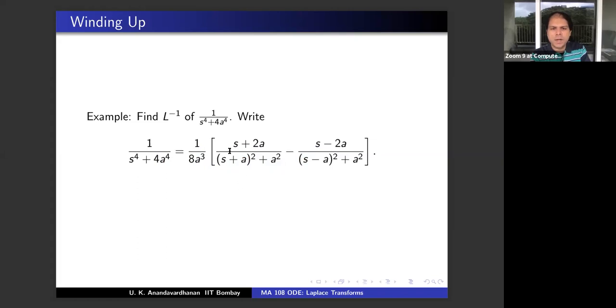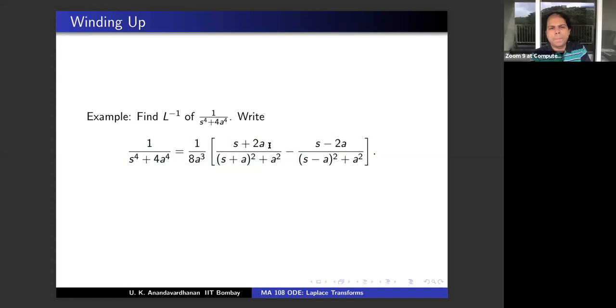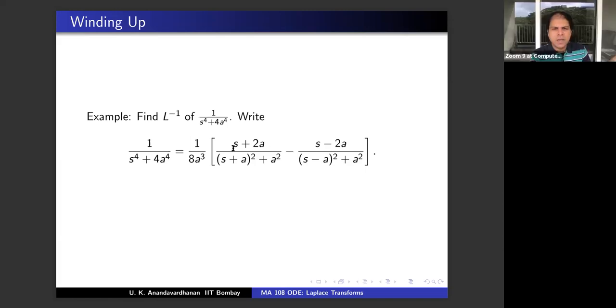How will you do this part? Let us just focus on this. Take s plus a plus a in the numerator, and here you write s minus a minus a. Then it's done, no? S plus a, you will have to write it as two things, right? S plus a by s plus a whole square plus a square will give you what? Cos at, but I have to change t now.